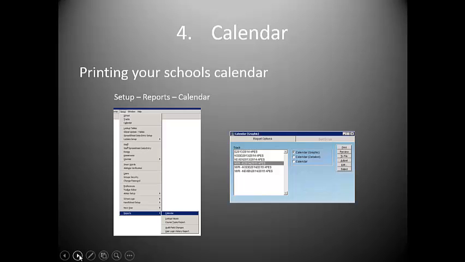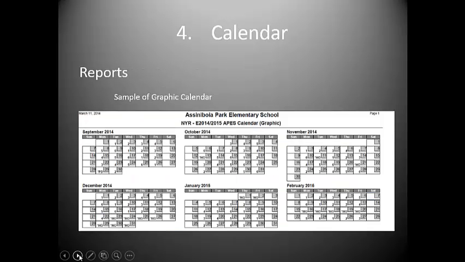To print hard copies of your school's calendars, you have to be in current SIRS. To do so, go to Setup, Reports, Calendar, and select the next year track, and then choose the type of calendar you want. The most commonly used calendar, and the one we often suggest, is the graphic calendar. The graphic calendar includes holidays, PD days, and non-instructional days. And here is an example of that graphic calendar. And just a note that it'll print out for the entire school year, whereas our screenshot only has it going until February.